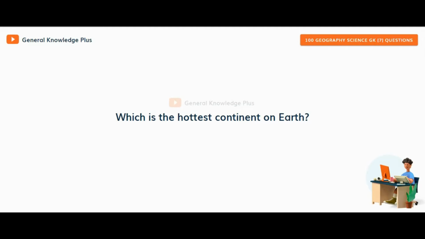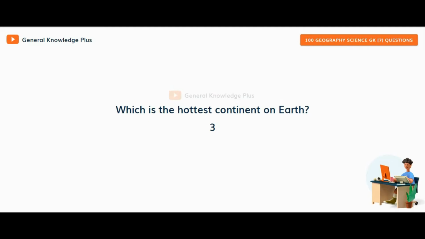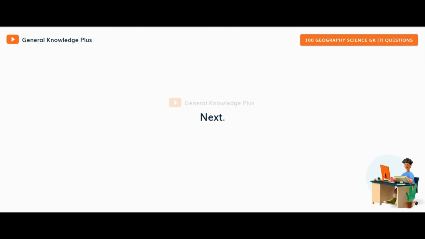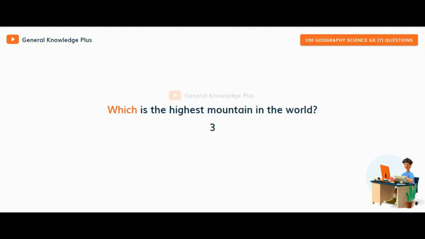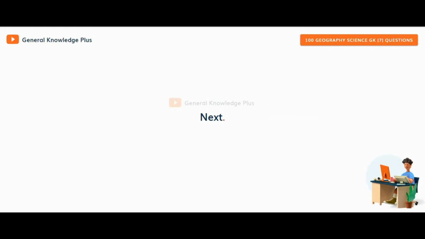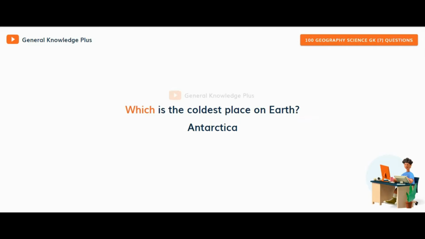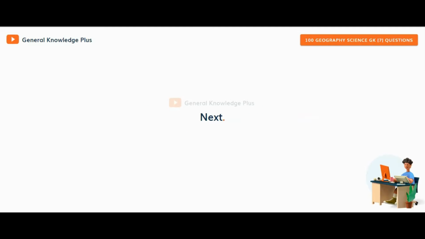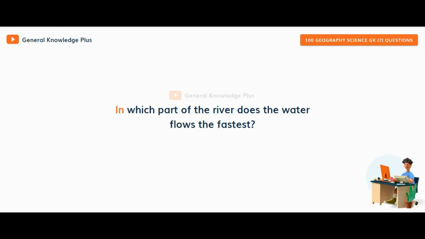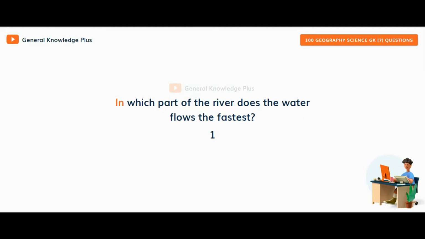Which is the hottest continent on Earth? Africa. Which is the highest mountain in the world? Mount Everest. Which is the coldest place on Earth? Antarctica. In which part of the river does the water flow the fastest? Upper course.